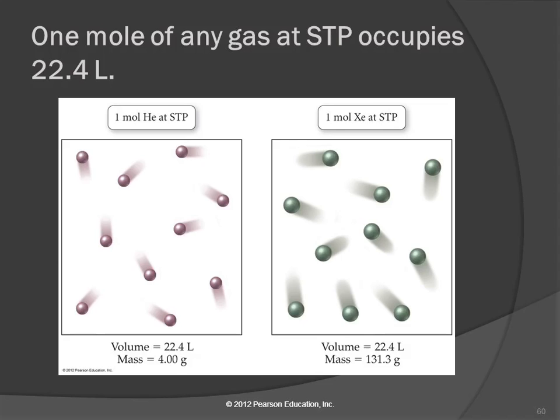1 mole of any gas occupies 22.4 liters at STP because the size of the particles doesn't matter. There's so much space in between. The particles can be twice as big. It doesn't matter. That does change the mass of the gas. A mole of helium weighs 4 grams. A mole of xenon weighs 131 grams. It's a lot more, but they'll occupy the same volume because it's mostly empty space.